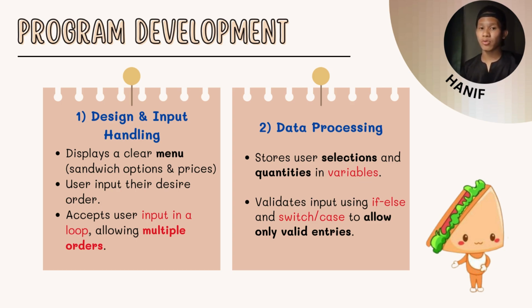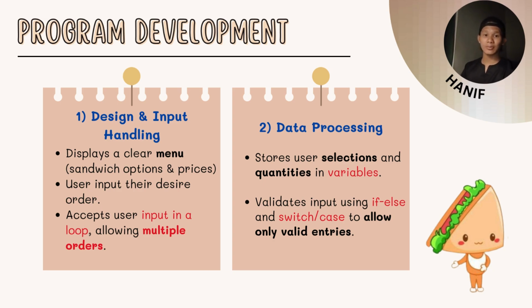Next is program development. So in this part, we have 4 steps. First is design and input handling. So in this program, the program will display a clear menu with sandwich options and prices. So the user can input their desired order, like what type of sandwich they want, and the quantities for the sandwich. And then the program will accept the user input in a loop, which allows multiple orders.